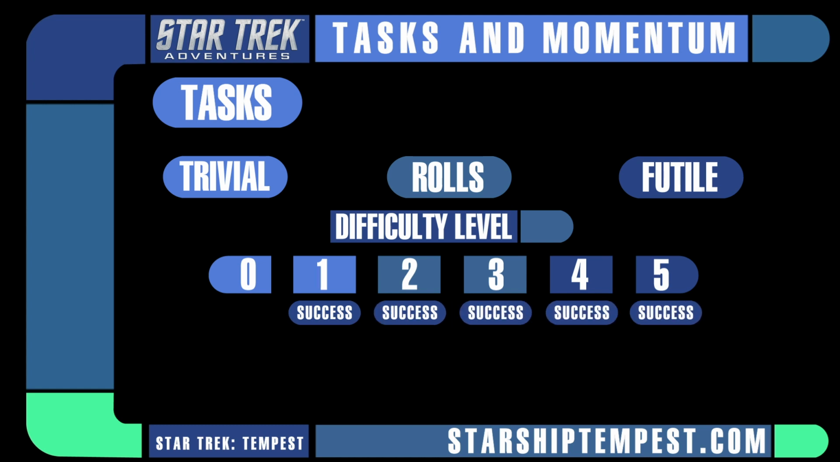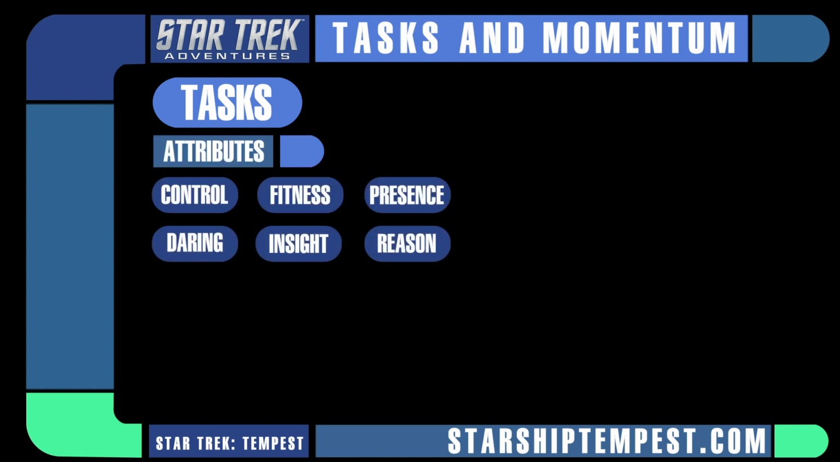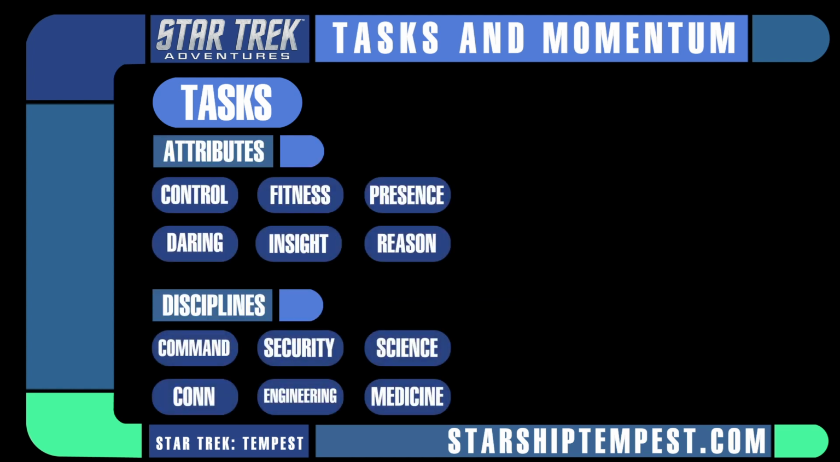So how does one roll a success in the first place? Each character will have their main stats, which are 6 attributes and 6 disciplines. The attributes are things like control, daring, fitness, insight, presence, and reason. And if you're coming from a D&D background, these more or less map to dexterity, constitution, strength, wisdom, charisma, and intelligence. The 6 disciplines are the 6 departments you would find on a starship and that your character would have training in. There's command, con, which is piloting, security, engineering, science, and medicine.